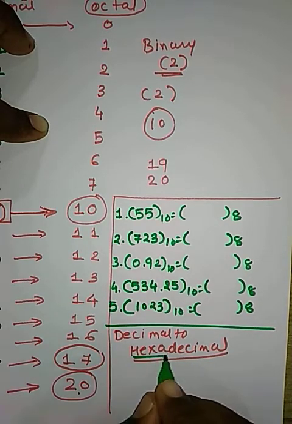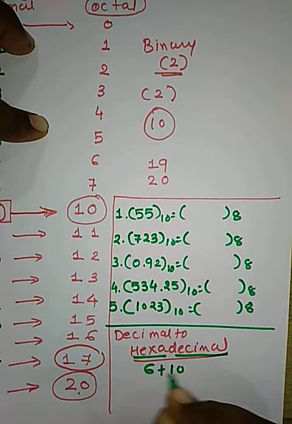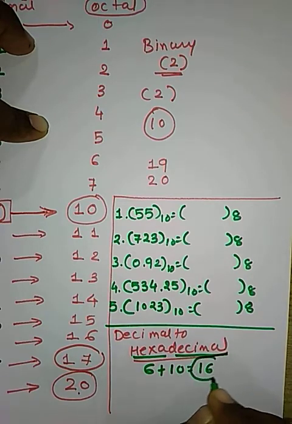The meaning of hexa is 6. Decimal, as you know, is 10. So in total it contains 16 digits.